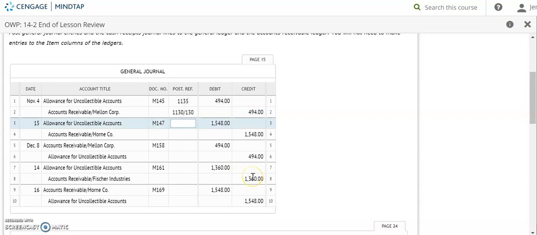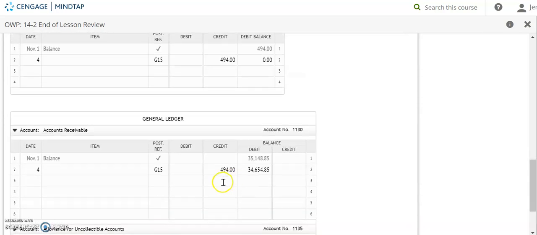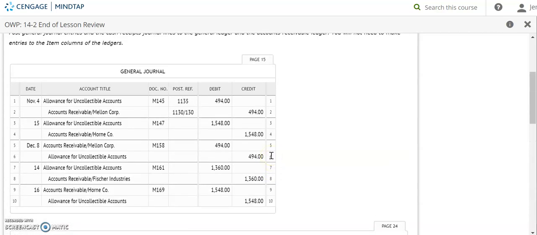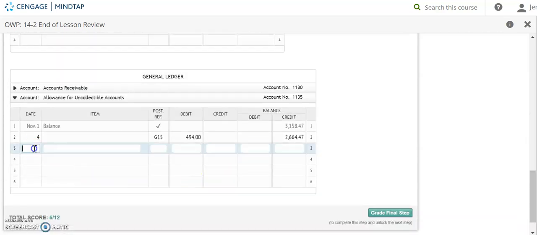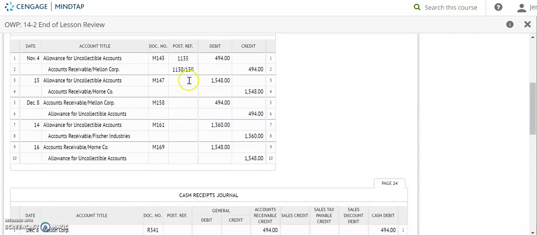Okay, next one, I'm going to my allowance for uncollectible accounts. Okay, so the 15th, G15, and 1548 is the debit. I'm going to find my new balance. My new balance then is $1,116.47. Account number 1135 goes back up.